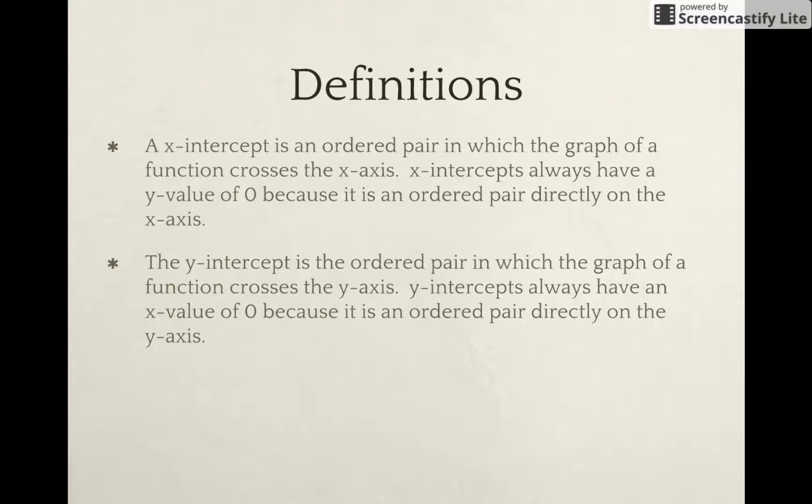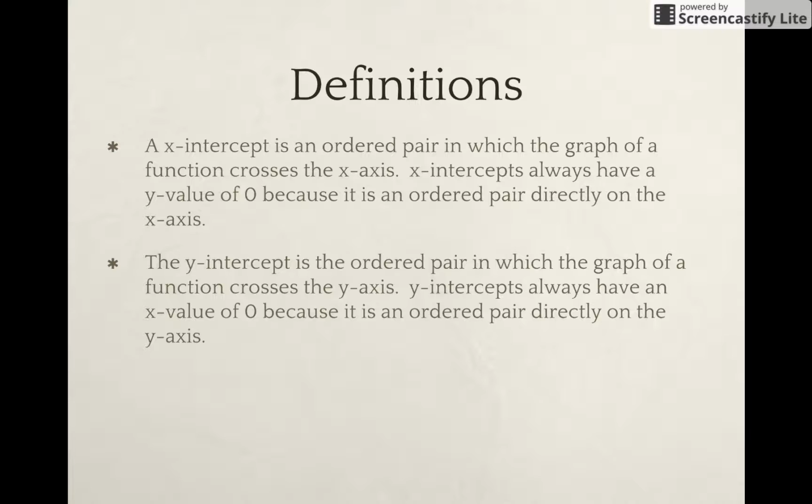An x-intercept is an ordered pair in which the graph of a function crosses the x-axis. X-intercepts always have a y value of 0 because it's an ordered pair directly on the x-axis, so there's no vertical rise. So the y value will be 0 when we identify our x-intercept.